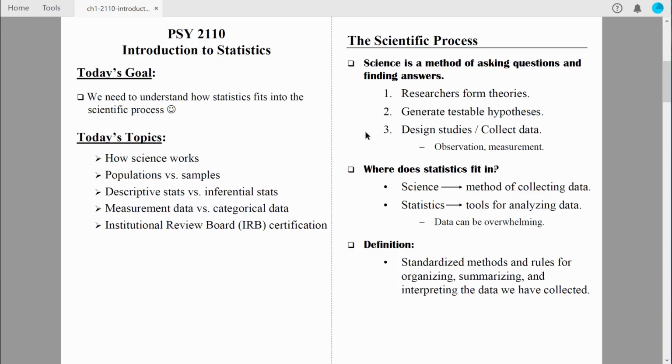That brings us to a good definition of statistics. Statistics provides us with standardized methods and rules for organizing, summarizing, and interpreting the data that we've collected. We need to organize the data just to make sense of it. We need to summarize all of that data so that we can communicate it effectively to others. And we have to interpret our data so that we can act on the results. What good is designing a research study and collecting data if we're not going to act on the results? So, statistics is all about making sense of data. Let's move on and talk about another topic that's related.